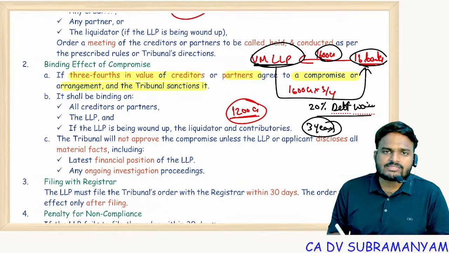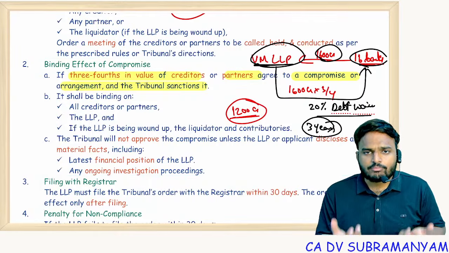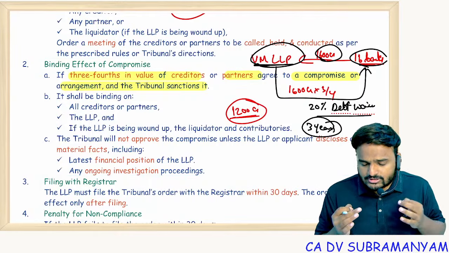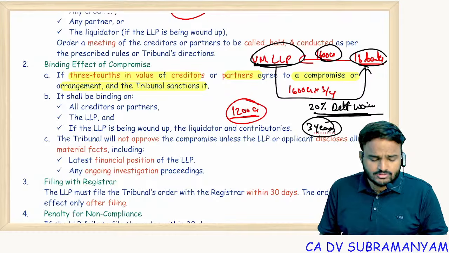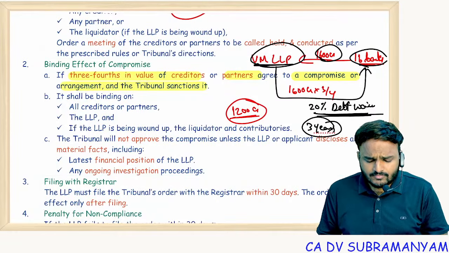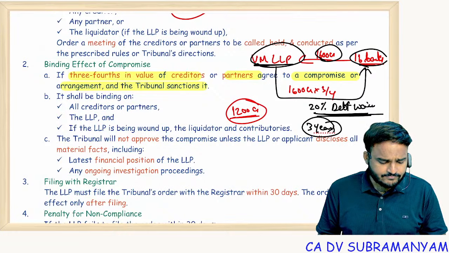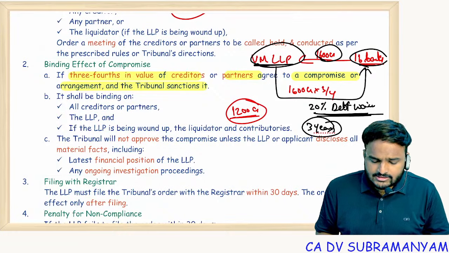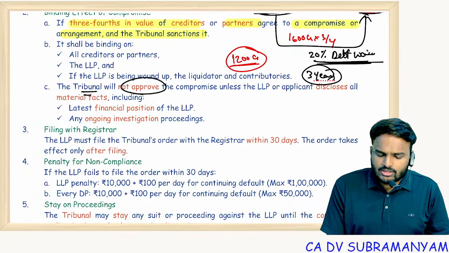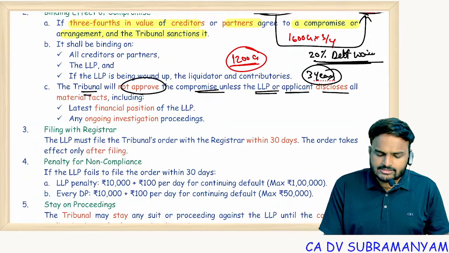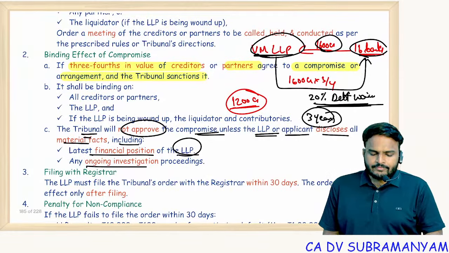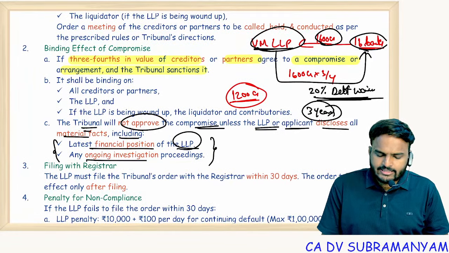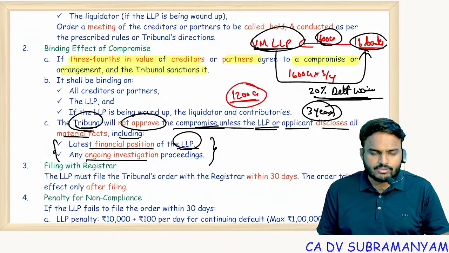Now, if the tribunal gives approval to this compromise arrangement, then those compromise clauses will be implemented, like 20% debt waiver instantly, and the balance amount will be paid in equal installments for the next 3 years. The tribunal will not approve the compromise unless the LLP or applicant discloses all material facts, including the latest financial position of the LLP and any ongoing investigation proceedings. So, after disclosing these material facts, the tribunal may give approval to the compromise.